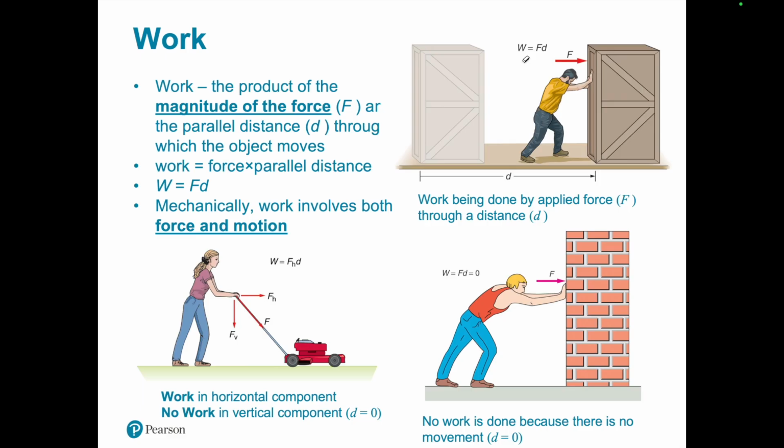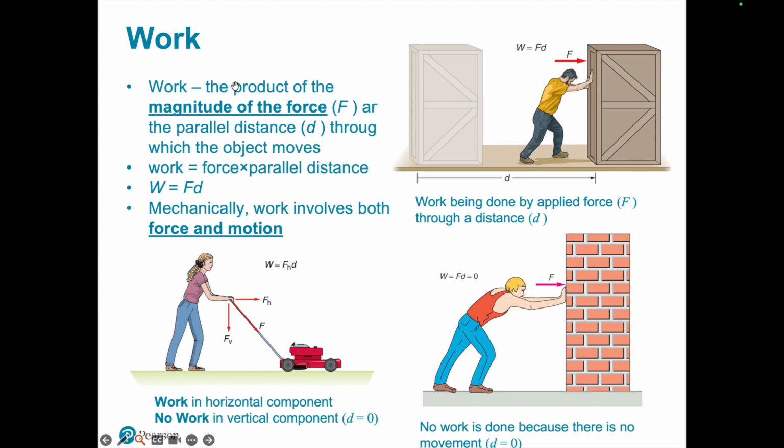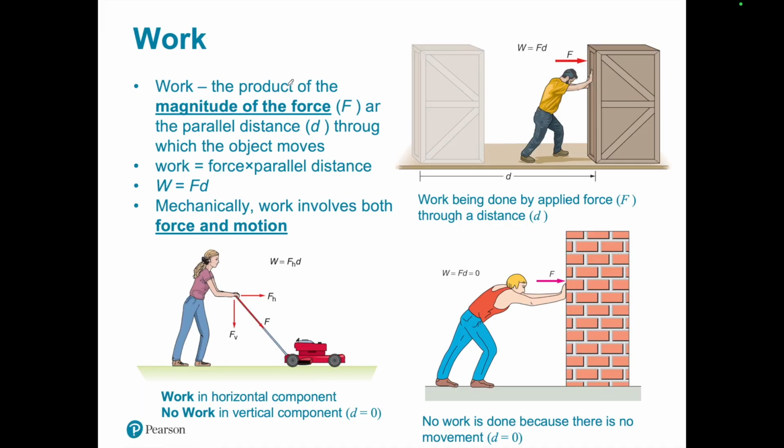So first, let's talk about what work is, right? Work is basically the product of the magnitude of a force. You can take a look here, and there's an equation that can be used to calculate work. That equation is work equals force times the parallel distance, right? And that parallel distance is the amount of distance that the object has moved that you put the force on. We use big W for work, not to be confused with little w, and then big F for force, and little d is distance, which you already know.